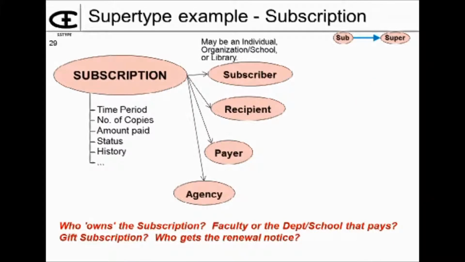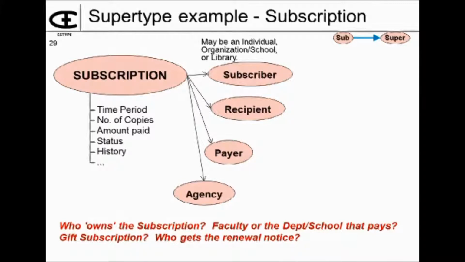Let's introduce the notion of a subscription. And now, the people that relate to the subscription would be the subscriber and the recipient. The subscriber isn't necessarily the recipient. One person could be the subscriber, and then they have it sent to somebody else. The payer could be somebody different again, and an agency may be involved. So a subscription could go through an agency.